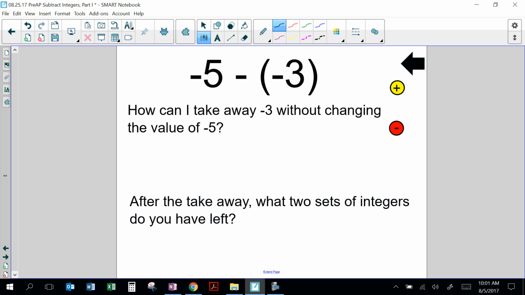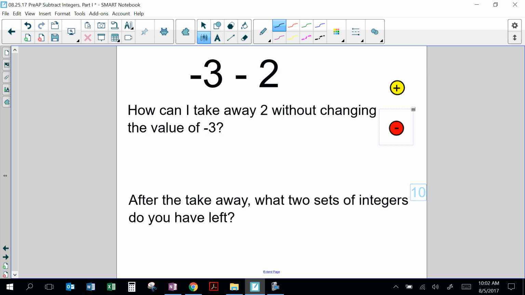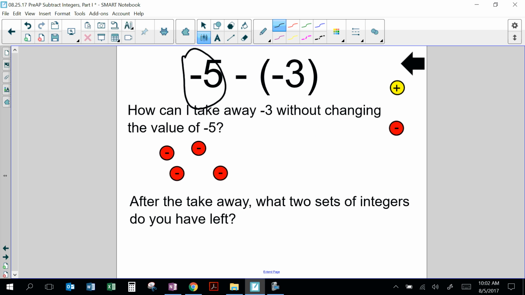Let's try another example. How can I take away -3 without changing the value of -5? So what are we starting with? We're starting with -5. I need to take away, because subtraction means take away, -3. But I need to do it without changing the value of -5. So that means I need some 0 pairs. I need 3 0 pairs.